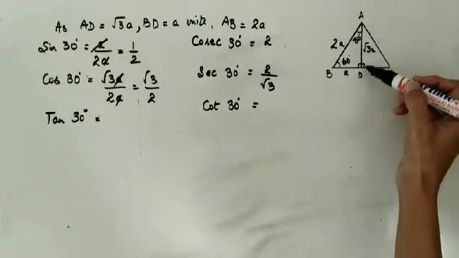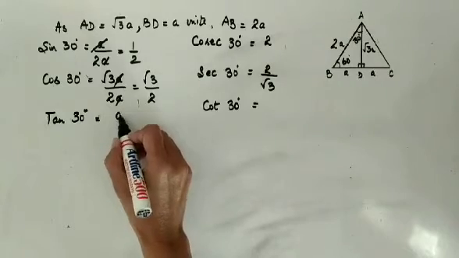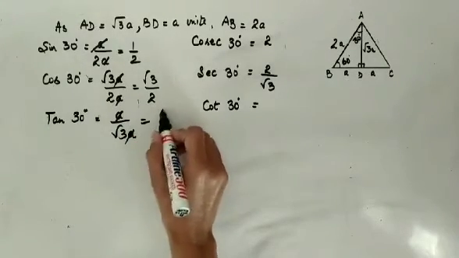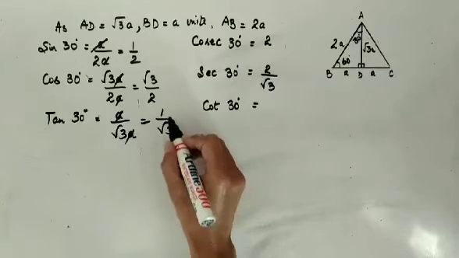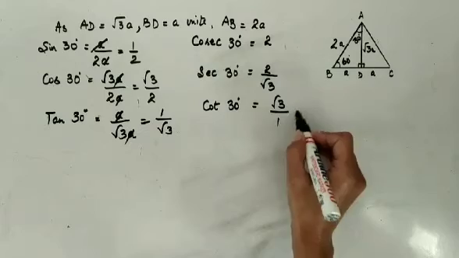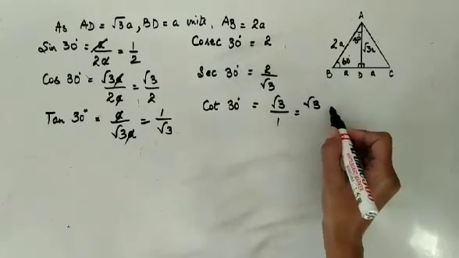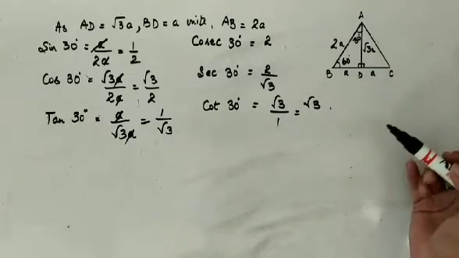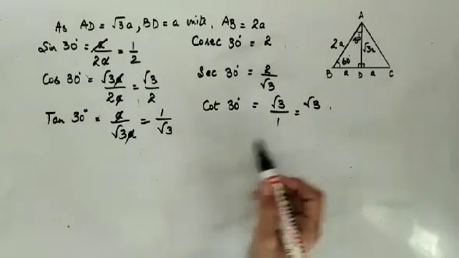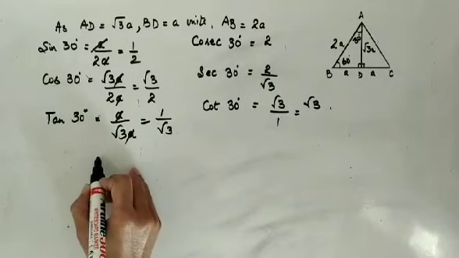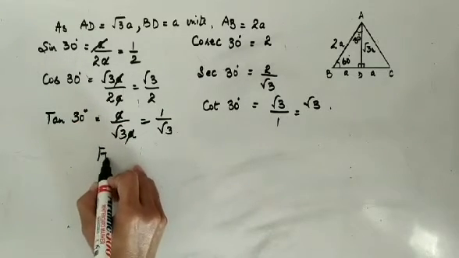Tan 30 is P by B, perpendicular upon base. Cancel this, it's 1 by root 3. So if this is 1 by root 3, the reciprocal of this would be root 3 by 1, or just root 3. So for 30 degrees we took AD as base. What would be the procedure for 60 degrees? Let us write for all 6 functions for 60 degrees now.